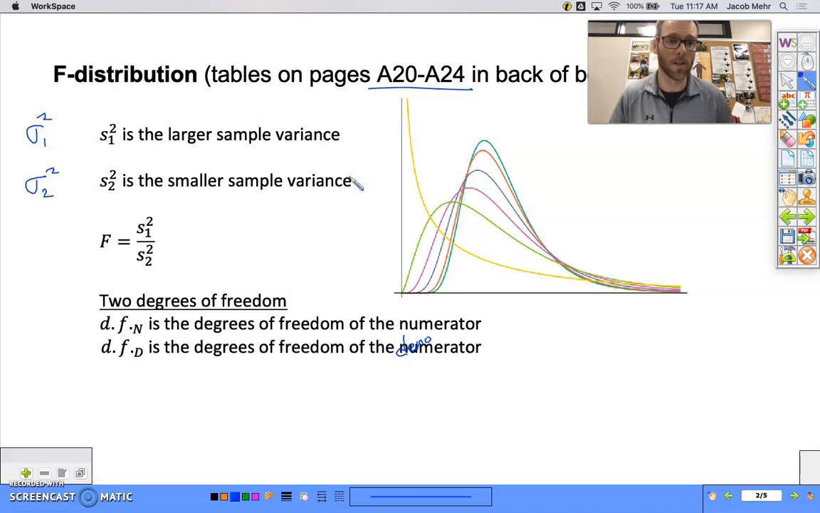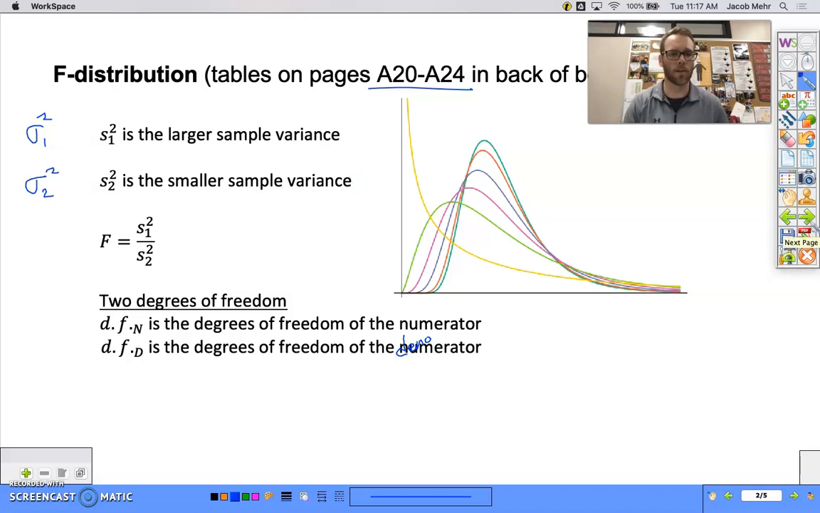The reason that there are several pages is because each level of significance has its own table, because we use the degrees of freedom of the numerator and the degrees of freedom of the denominator to locate the value on the chart. So each level of significance will have its own table. So make sure that you get familiar with that.